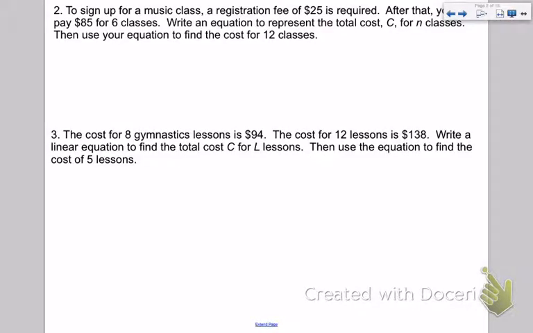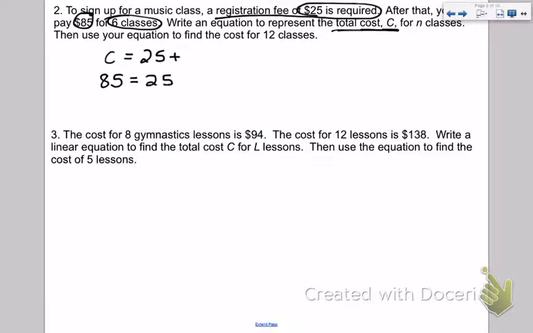Right, for number 2, we are given information in a different kind of way. So the first thing it says is there's a registration fee of $25. That's important. After that, you pay $85 for 6 classes. Write an equation to represent the total cost for n classes. The only issue here is we don't know how much it costs per class. We know that the total cost is C. So if we have C equals, we know the total cost for 6 classes is 85, so I'm just going to write it underneath. The registration fee, no matter what, you always pay $25, so I'm going to include that in both.